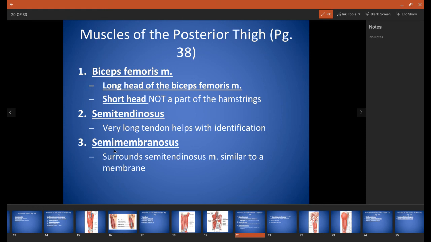Semimembranosus gets its name like half of a membrane. And so at this point in your lecture, you've covered a cell membrane, how it surrounds the inside of a cell. Well, semimembranosus is going to surround semitendinosus about halfway around the muscle.